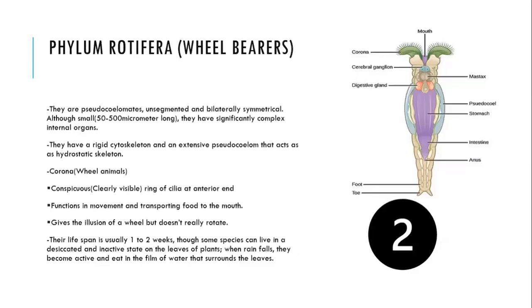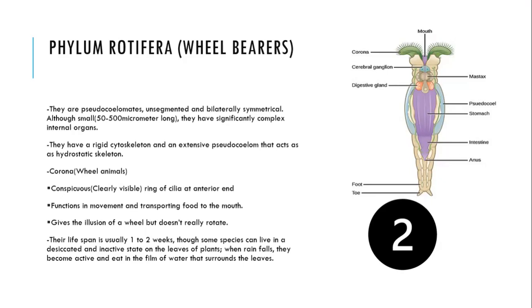The second phylum that we're going to talk about is the phylum Rotifera, or most commonly known as wheel bearers. These animals are pseudocoelomates. They are unsegmented and they have bilateral symmetry, as we can see here.